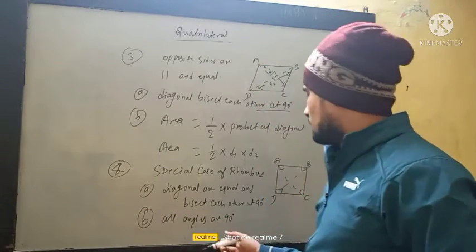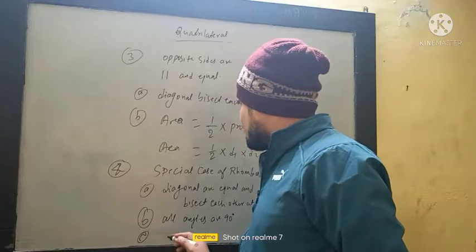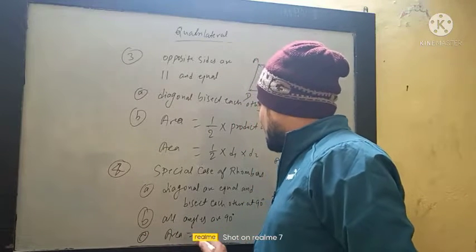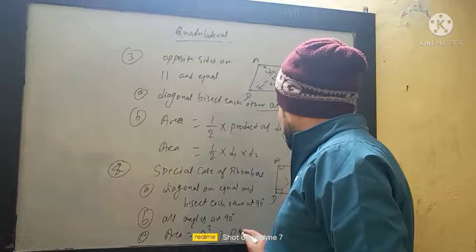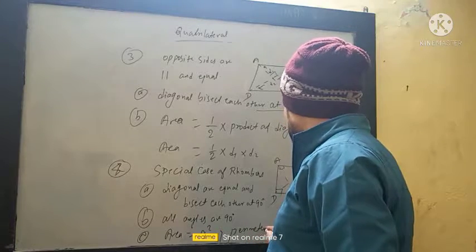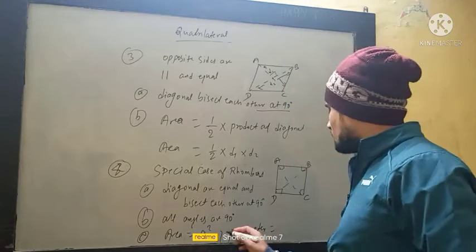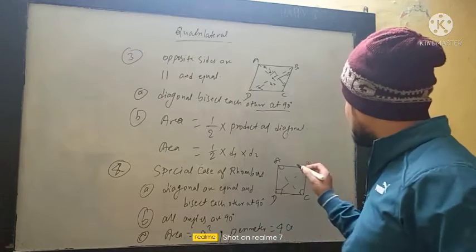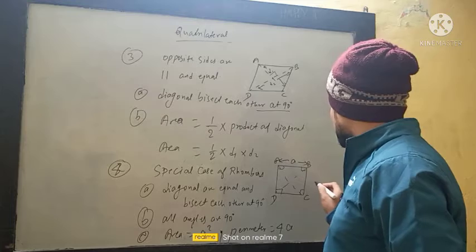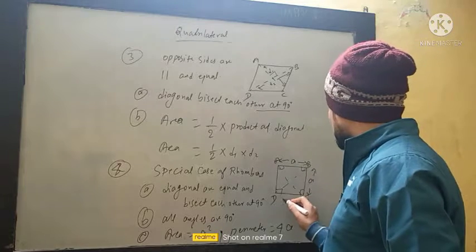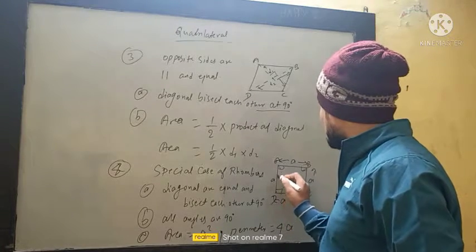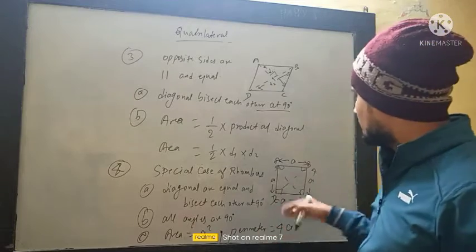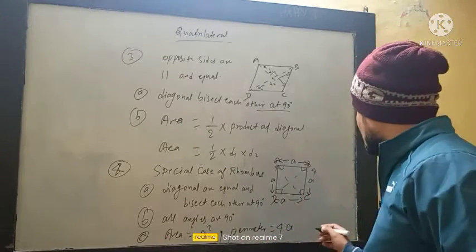And further, if we write about its area and perimeter: for a square, the perimeter is 4 times a. What is a? a is the side of this square. All sides are equal, that's why we say all sides are a. And how does the perimeter come?